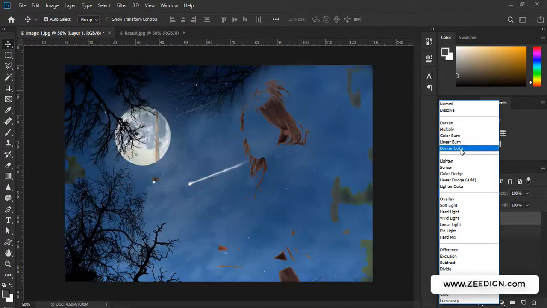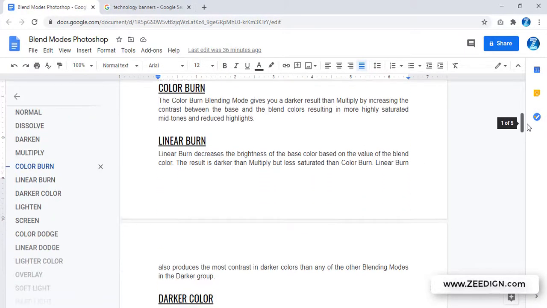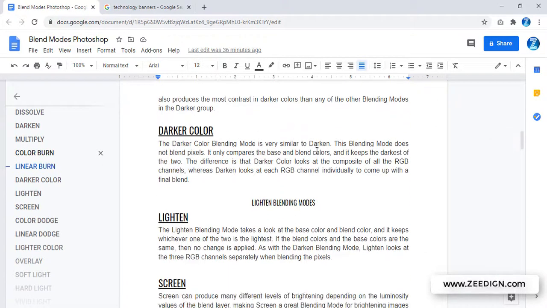And then in the end we have darker color. Darker color is pretty much like darken, but there is a difference. Let's see what it is. Moving on to the last blending mode of this category, which is darker color. The darker color blending mode is very similar to darken. This blending mode does not blend pixels, it only compares the base and blend colors, and it keeps the darkest of the two. So that is pretty much like what darken does. But the difference is that darker color looks at the composite of all the RGB channels, whereas darken looks at each RGB channel individually to come up with a final blend.